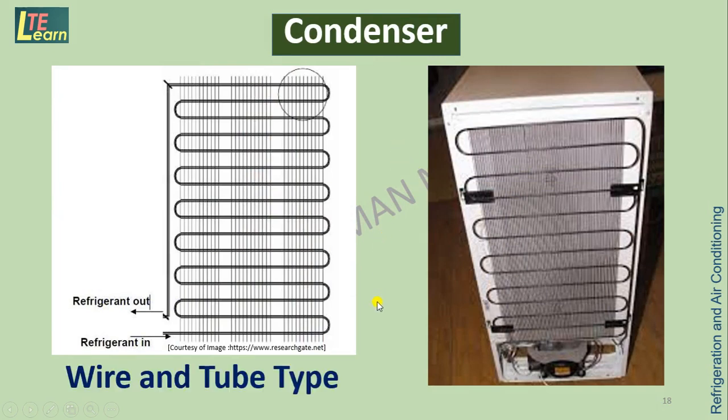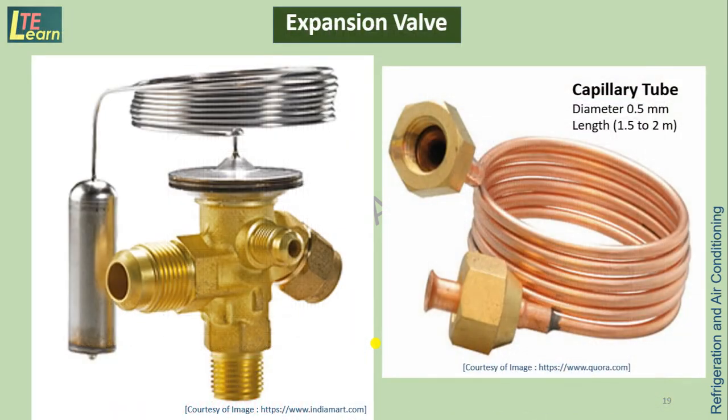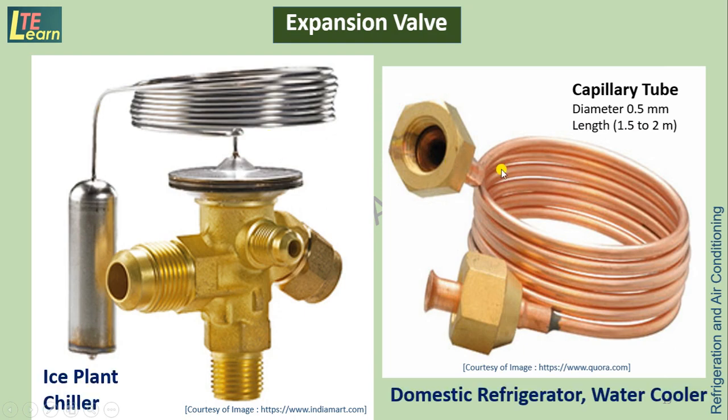This is a wire and tube type condenser which is used in domestic refrigerator and water cooler, in which natural convection heat transfer is used, means in this case, fan is absent. Expansion valve is used to decrease the temperature and pressure of the liquid refrigerant. This is a thermostatic expansion valve which is used in ice plant and chiller. This is a capillary tube which is used in domestic refrigerator and water cooler.